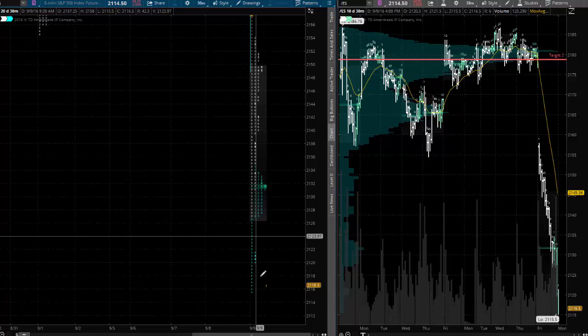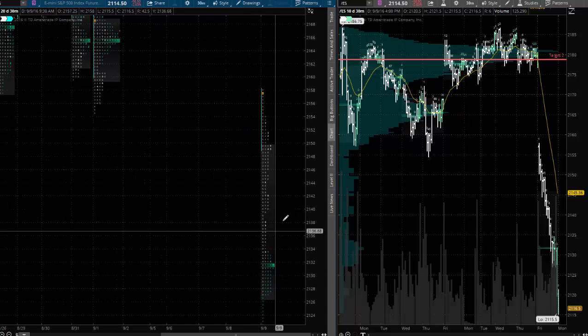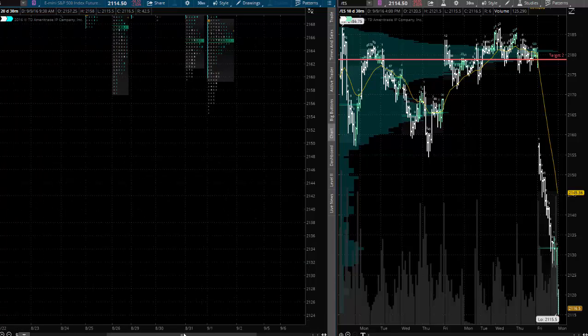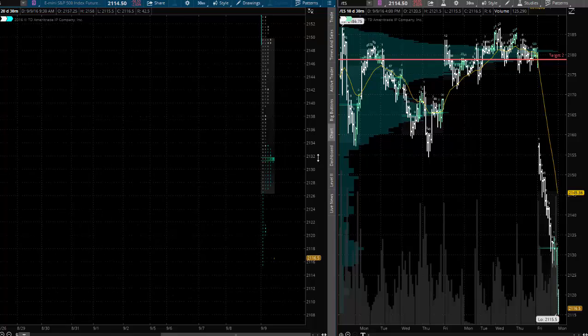And I wouldn't necessarily say it here. This is a little bit different situation, but when price obviously runs ahead of value, you want to make a note of that, because generally it will come back to value.